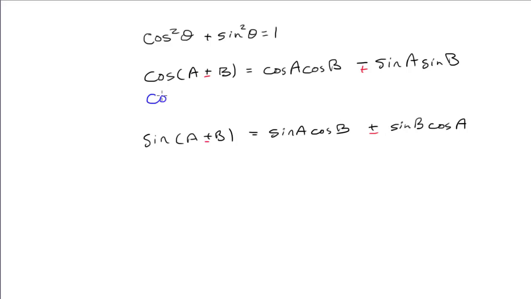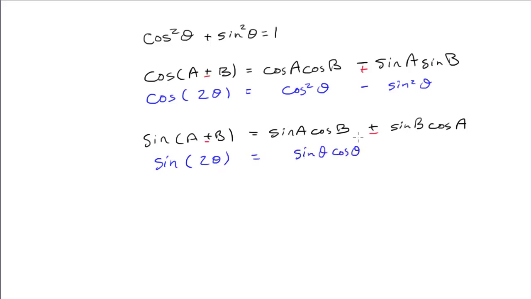And then the special case, if A and B are both equal to theta, then we have our double angle identities, which are just a special case of the addition identities. And that's it. That's all the trig identities there are.